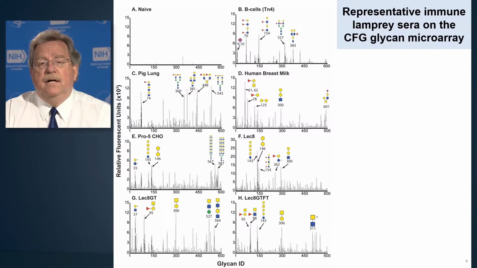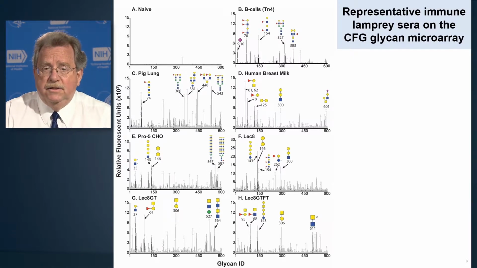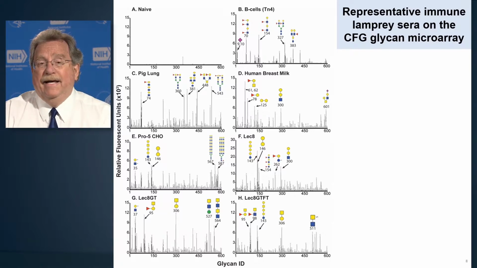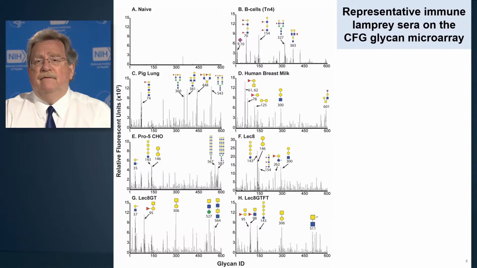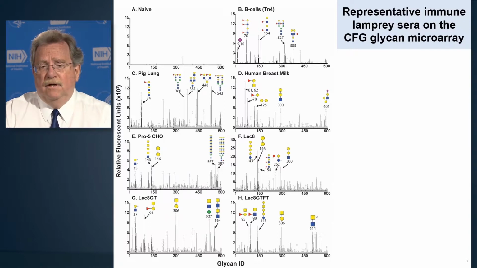And if we immunize and take the Lamprey antibodies from immunization with B cells, human B cells by the way, you see all kinds of antibodies that bind sugar in the second graph, B. If you look in C, homogenates of pig lung were used to immunize the Lamprey. Then human breast milk, I mentioned a while ago. Pro-5 CHO cells, Chinese hamster ovary cells.